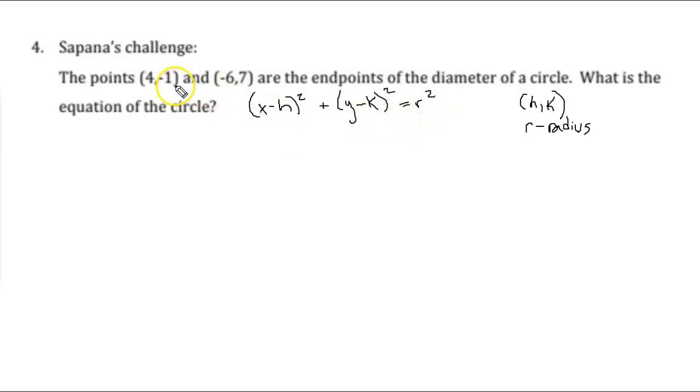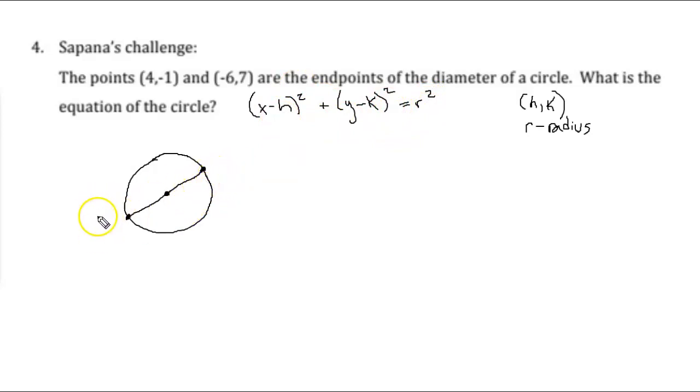Now, she did not give us the center, and she did not give us the radius, but she did give us two points that are the ends of the diameter. So if they're the ends of a diameter, we know a couple of things. We know that they are on the circle. The diameter always goes through the center. We know that the radius is half of the diameter. And we know that the center must be the midpoint of the diameter. So even though she didn't give us directly the radius and the center, I do think we have enough information to get what we need.